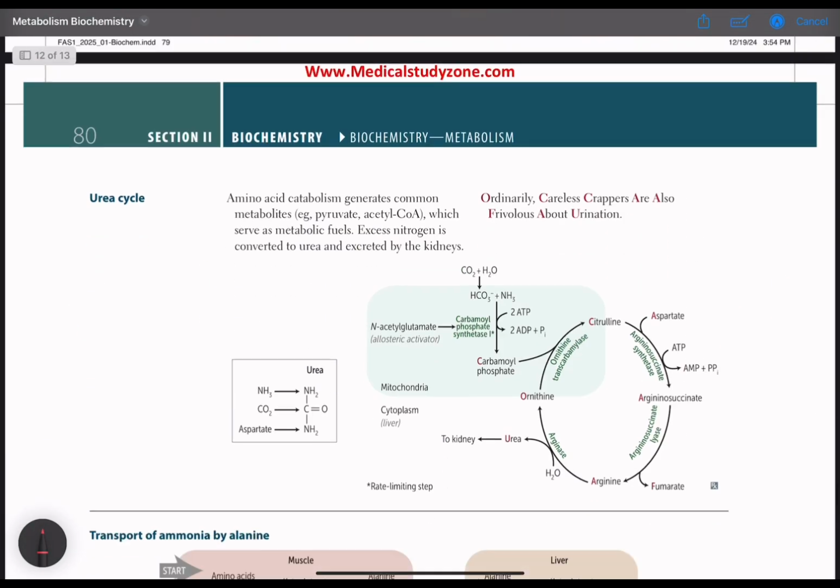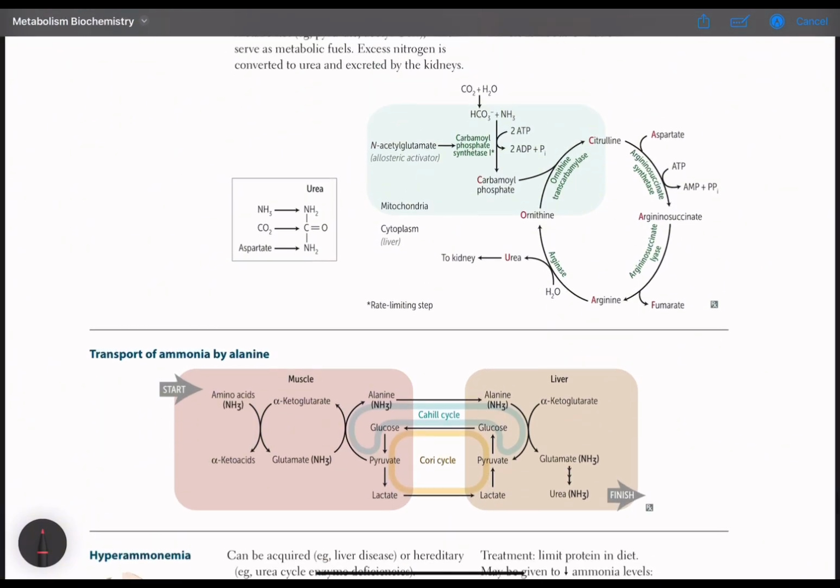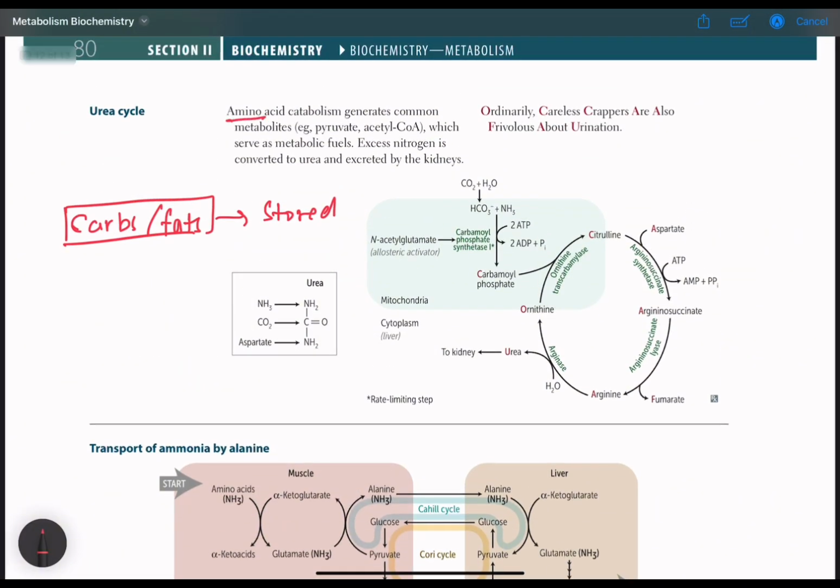Now let's come toward ammonia. Unlike carbohydrates and fats, the other macronutrients which can be stored in our body, there is no storage form for amino acids, so they must be metabolized. So amino acid catabolism generates common metabolites like pyruvate, which is a product of glucogenic amino acids, while acetyl CoA is a product of ketogenic amino acids.